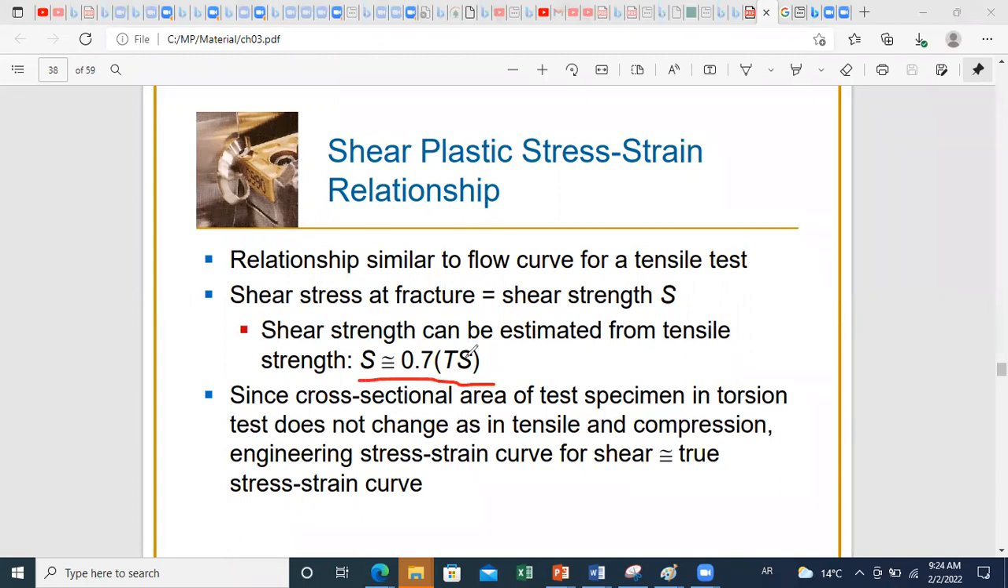Now, since the cross-sectional area of the test specimen in torsion does not change, as we mentioned before, the engineering stress-strain curve is nearly the same as the true stress-strain curve. This is why in shear, we don't talk about engineering and true curves. We just represent the shear stress as a function of the shear strain. Any question? Please stop me if you have any question.